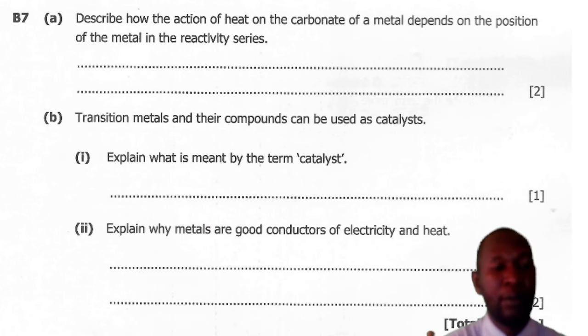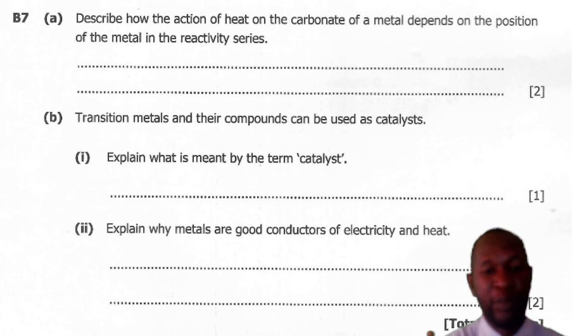So that is the mass of carbon monoxide. B7, part A. Describe how the action of heat on the carbonate of a metal depends on the position of the metal in the reactivity series.